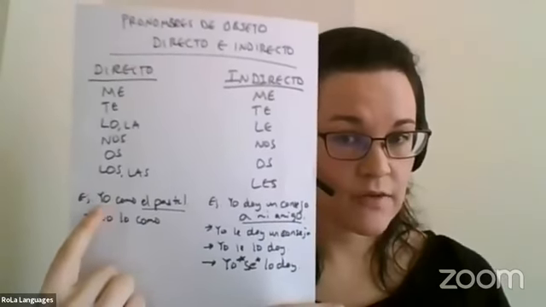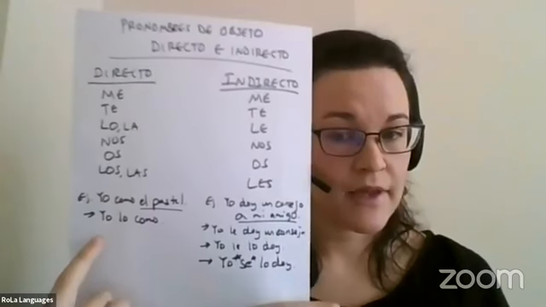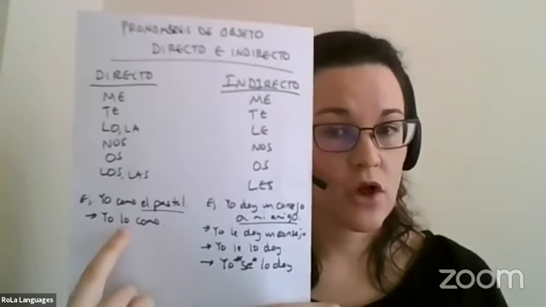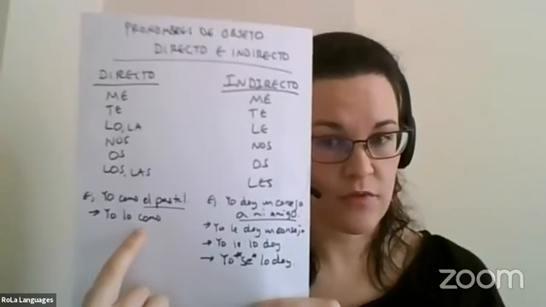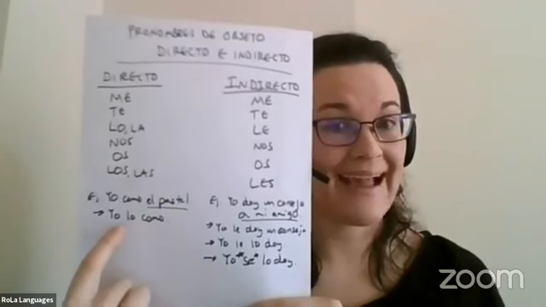So originally we went "yo como el pastel," but once we make the replacement, the "lo" is going to go in front of the verb. Okay, so "yo lo como" would be "I eat it."